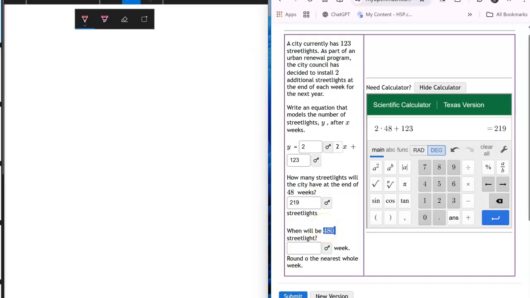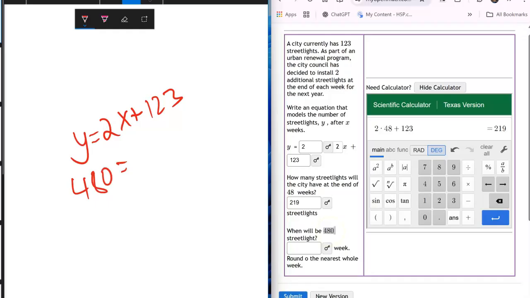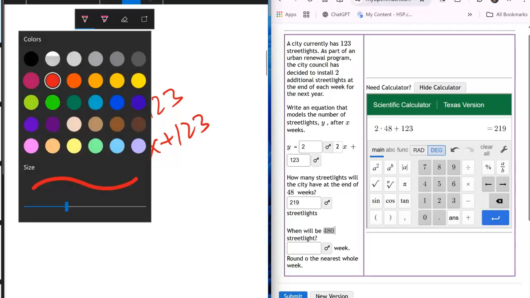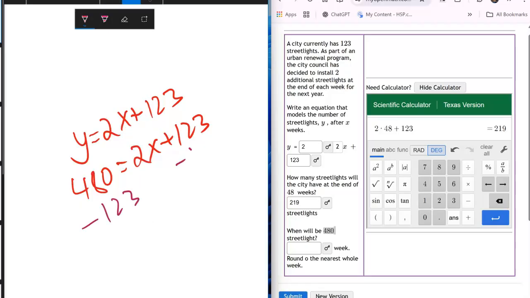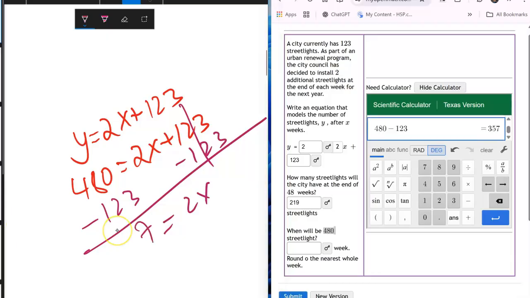So what's the formula again? We had the formula from part 1 here: y equals 2x plus 123. So I substitute the y value 480 here. 480 equals 2x plus 123. This is the linear equation. Now you solve it. Basically to solve it, you subtract 123. So you get 2x equals 480 minus 123, which is 357.